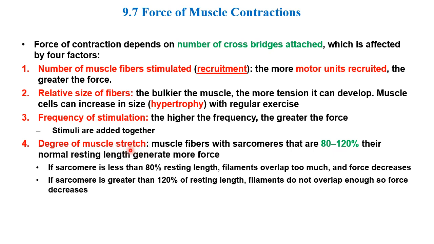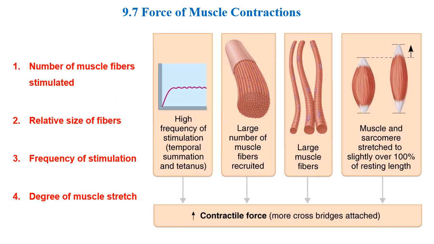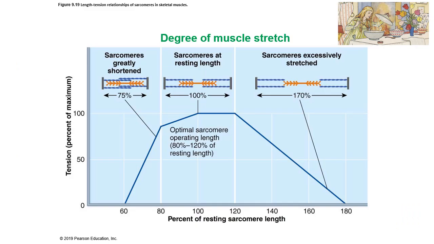This one is interesting because the muscle has to be stretched or relaxed only a certain amount, in a certain way, to give you maximum force. And the number here is between 80 and 120% of the stretch of the muscle. So let's see what happens here. This is just to give you a picture of these 4 factors. Right? So here, degree of muscle stretch.